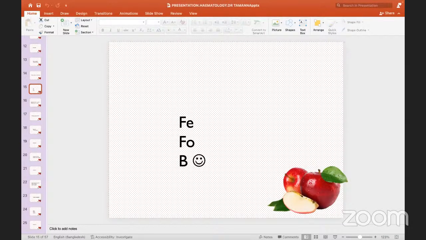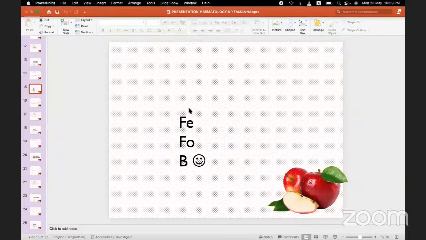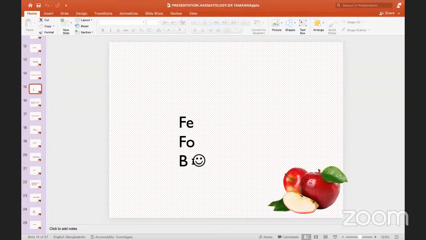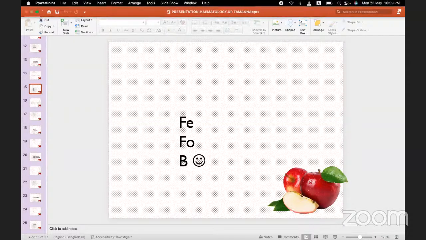So FE4B means, FE is iron, duodenum. 4 is folic acid, jejunum. B is related with vitamin B12 and bile acid. This is in the ileum. If you remember this FE4B, you will never be confused with the site of absorption.